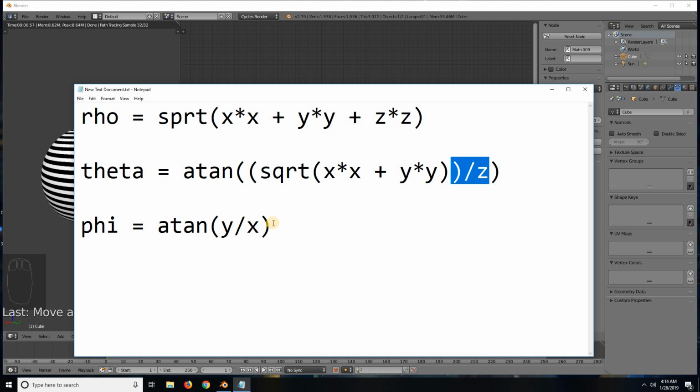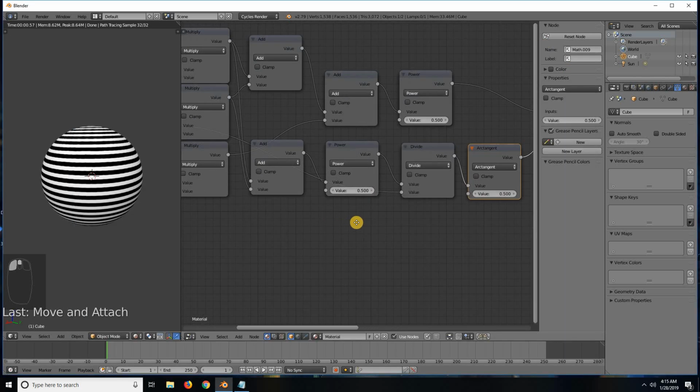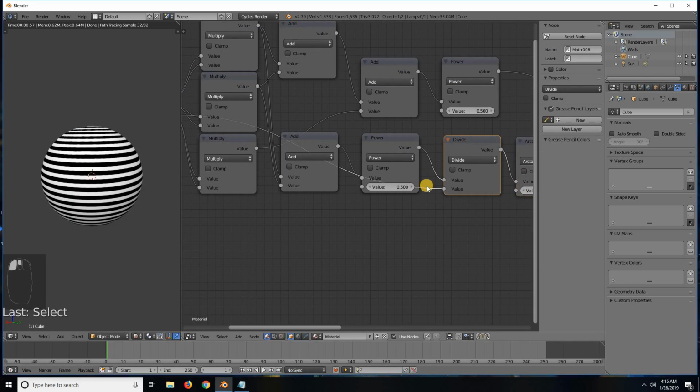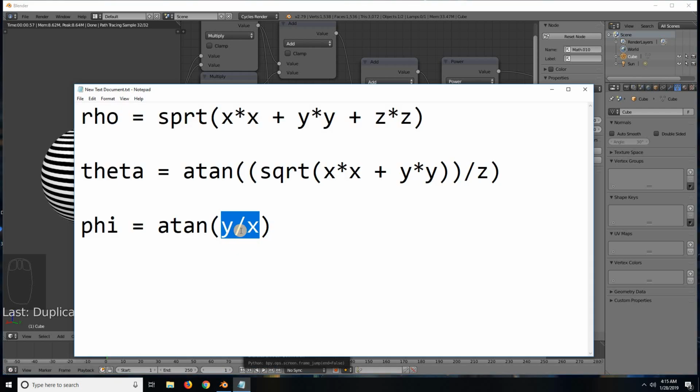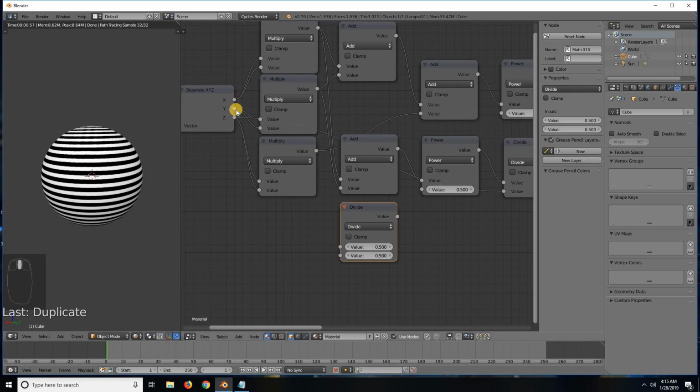All right, last equation, phi, and like I said, we're going to do the same thing we did last time, only we're even going to skip a step where we divided it by half of pi. So all we need is the arctangent of y divided by x. Well, we start with y divided by x and then just feed it into an arctangent node. We already have a divide node sitting right here, so I'll just make a copy of that. And this isn't y squared or x squared or anything like that. It's just y divided by x.